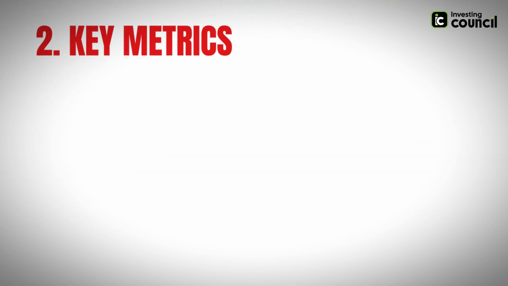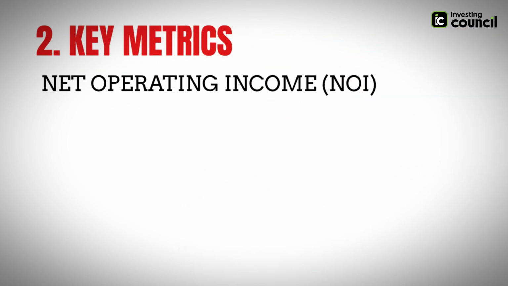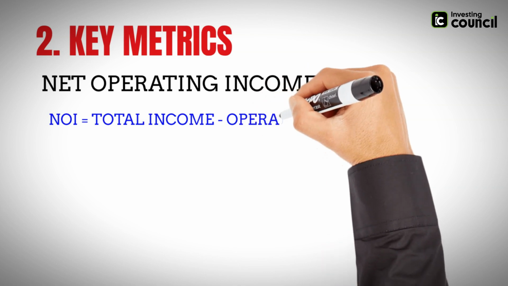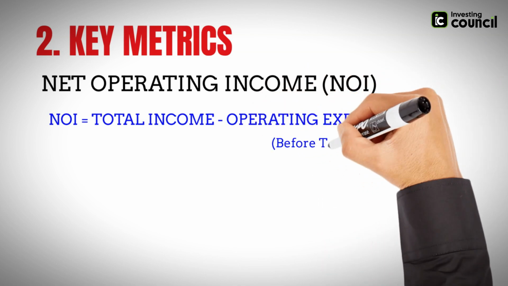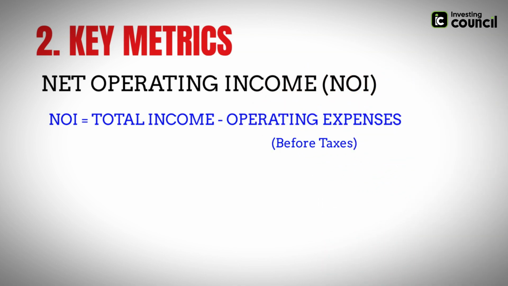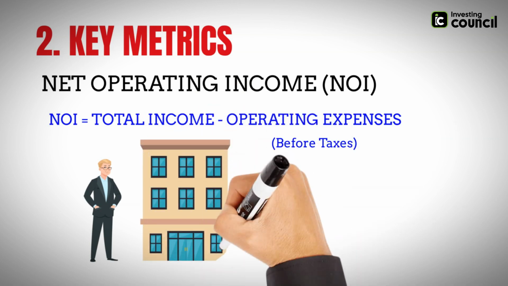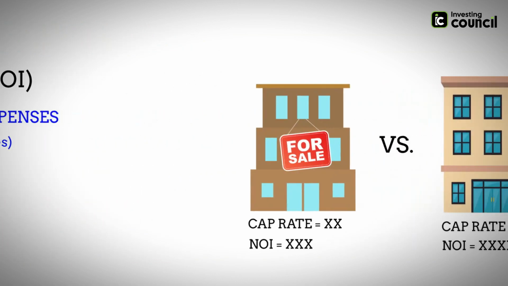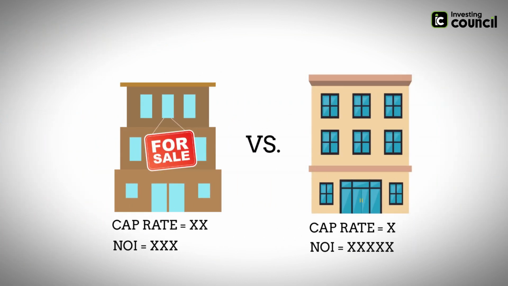Another crucial metric is the net operating income, or NOI. This is the total income from the property minus the operating expenses, but before any mortgage payments or taxes. It's a great indicator of the property's operational performance. But how do these figures help you? By comparing them with similar properties or industry averages, you can determine whether the property stands out as a good deal or if it's likely to be a money pit.